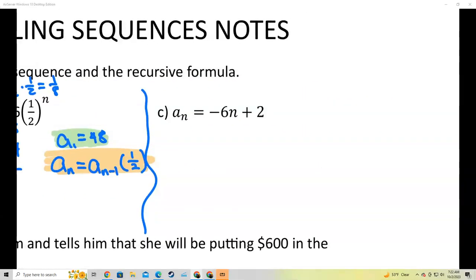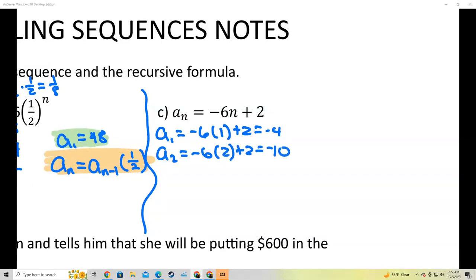All right, and then the last one we're going to do letter C. Same thing. We're going to get the first four terms. So I'm going to plug in my 1. That gives me a -4. To get my second term, I'm going to substitute 2. Gives me a -10. To get my third term, I'm going to substitute 3. That gives me a -16.